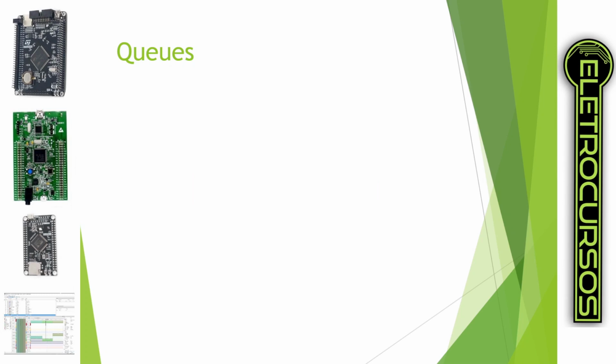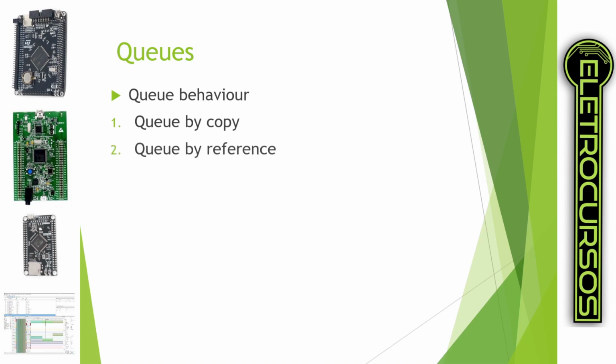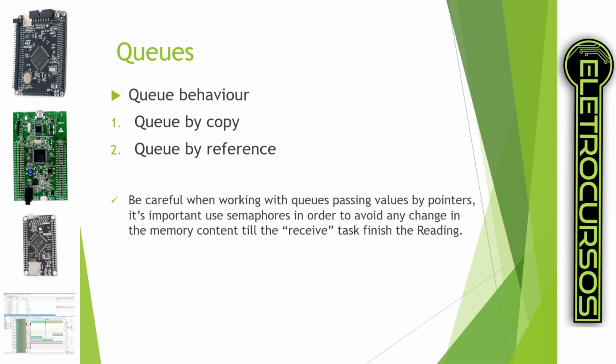There are two possibilities for queue behavior when it's implemented. The first one is queue by copy. In this case, the data is copied byte for byte into the queue. The second one is the queue by reference. In this case, the queue holds pointers instead of the data itself. Be careful. When working with queues, passing values by pointers, it's important to use semaphores in order to avoid any change in the memory content until the receive task finishes the reading.